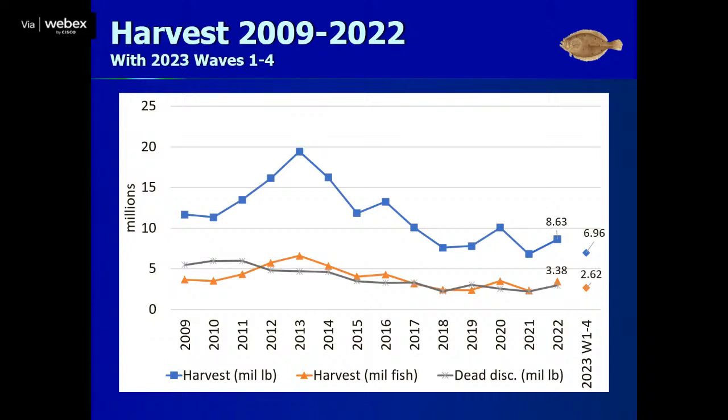This figure also shows dots on the end for estimated preliminary harvest through wave 4 of 2023. So far in 2023, about 6.96 million pounds of summer flounder have been harvested, and that represents about 66% of the harvest limit for this year. Last year, in numbers of fish, about 3.38 million fish were harvested, and so far in 2023, 2.62 million fish have been harvested. Dead discards are shown from the management track assessment series in the gray line there, which has been fairly steady or somewhat decreasing in recent years.